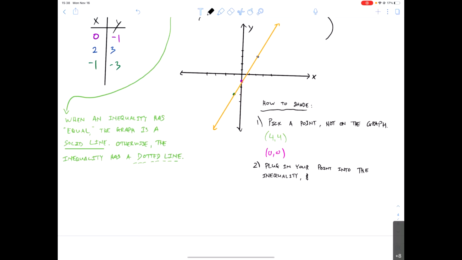And check. I wrote the ampersand "and," but now I'm getting tired. And check whether it's true or false.